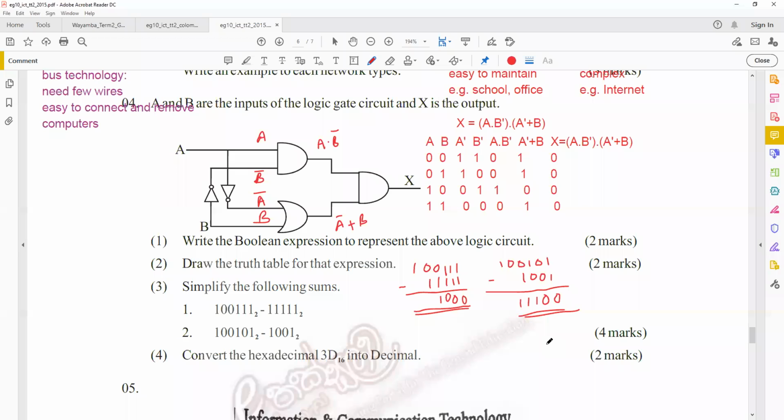Okay, I see some difficulties in subtracting. That's okay. In the new syllabus, we don't have subtraction. I'm not saying that they are not coming, but normally we will not see many questions like this.